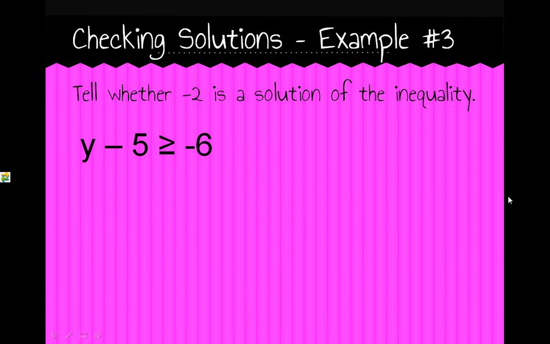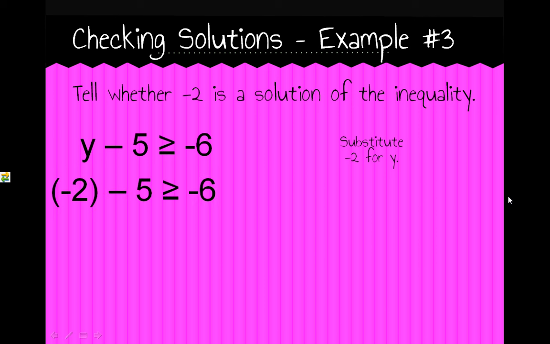Okay, well what happens if we want to know if a solution is true? Meaning, can this number represent this variable? So we're going to tell in this problem whether negative 2 is a solution, is an answer of the inequality. So the first thing that we're going to do is substitute a negative 2 for y. Just like when we check equations to see if they're right, this is how you check solutions for an inequality.